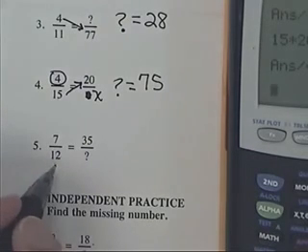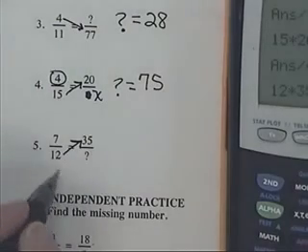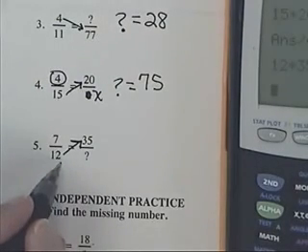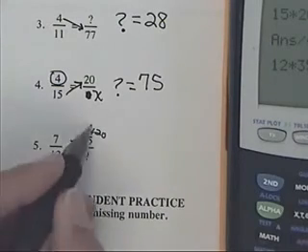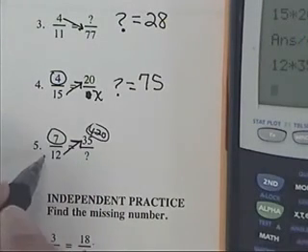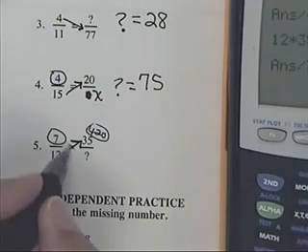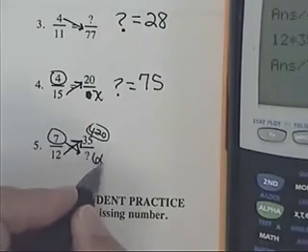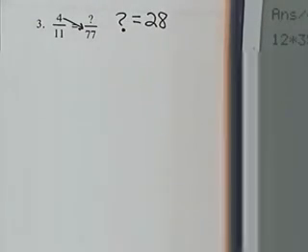Okay, last one, 12 times 35, because they're diagonal from each other, that equals 420. And then I'm going to take the 420 and divide by 7. And that tells me that this number has to be 60. So the question mark equals 60.